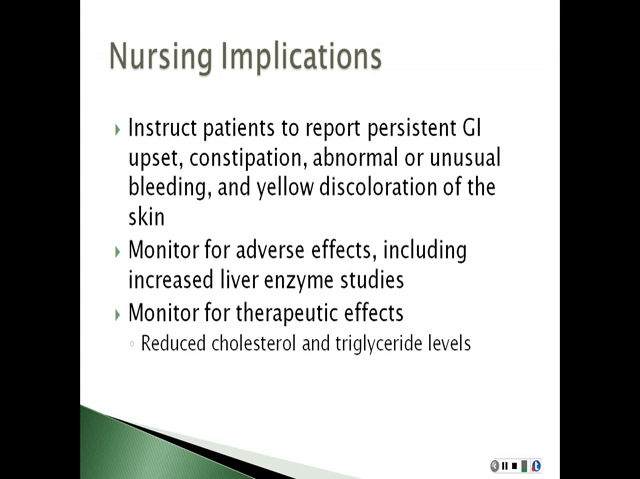You want to instruct the patient to report persistent GI upset, constipation, any abnormal or unusual bleeding, or, of course, yellow discoloration of the skin, which could indicate that there's a problem with liver function. We want to monitor them for adverse effects, again, including that increased liver enzyme studies, so they'll need to have those monitored periodically as well. And then we want to monitor them for therapeutic effects. So we want to see that they're having a reduced total cholesterol and triglyceride level, and then a higher HDL level.